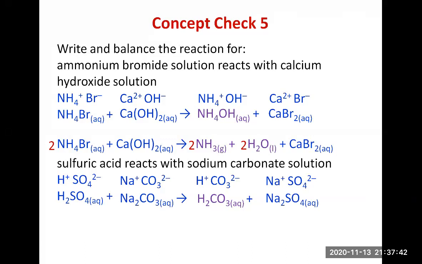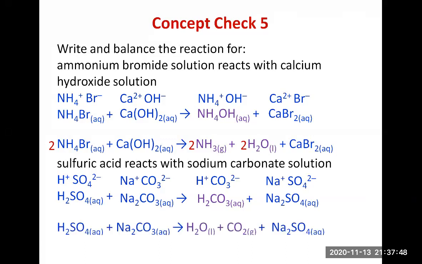So here you want to recognize that the carbonic acid is unstable and will decompose, and it typically decomposes into water and carbon dioxide, H2O and CO2. So you rewrite everything, but change H2CO3 into water, liquid, plus CO2 gas. The carbon dioxide is a gas, and that's why it's a gas evolution reaction.